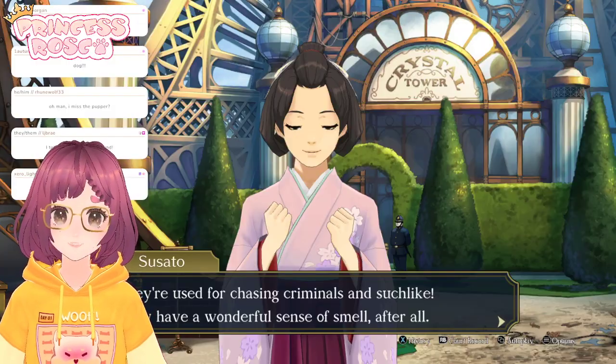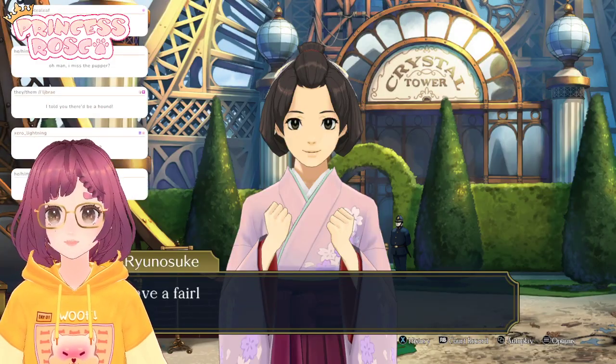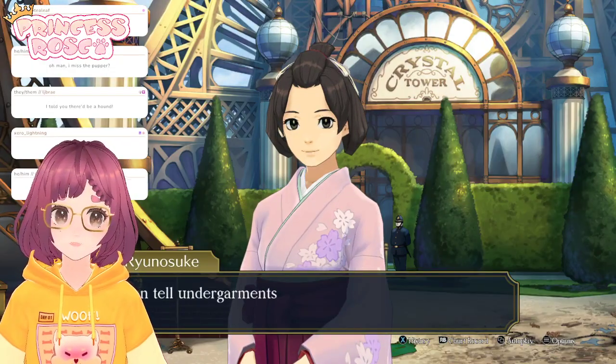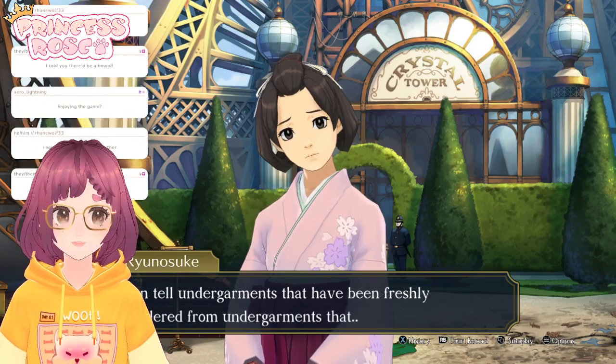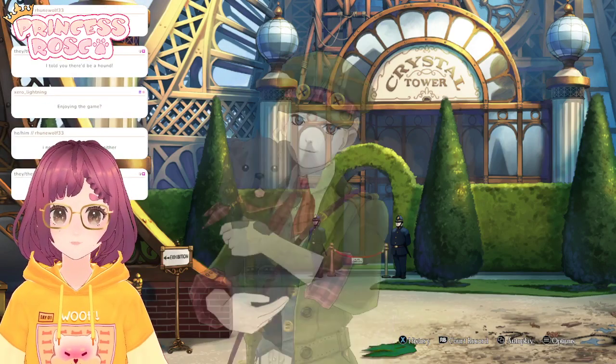They're used for chasing criminals and such like. They have a wonderful sense of smell after all. I have a fairly good sense of smell myself, as it happens. I can tell undergarments that have been freshly laundered from undergarments that haven't.